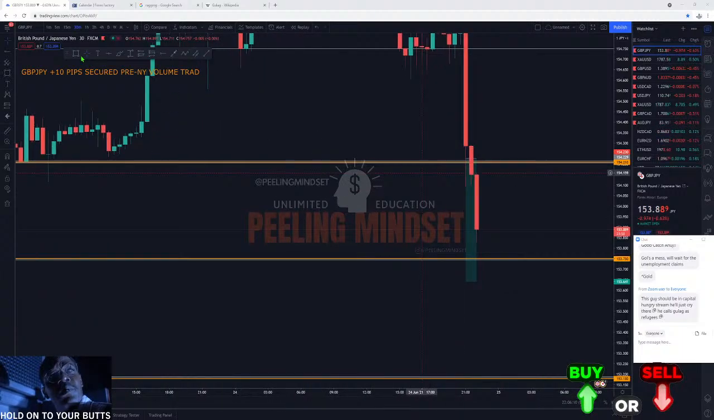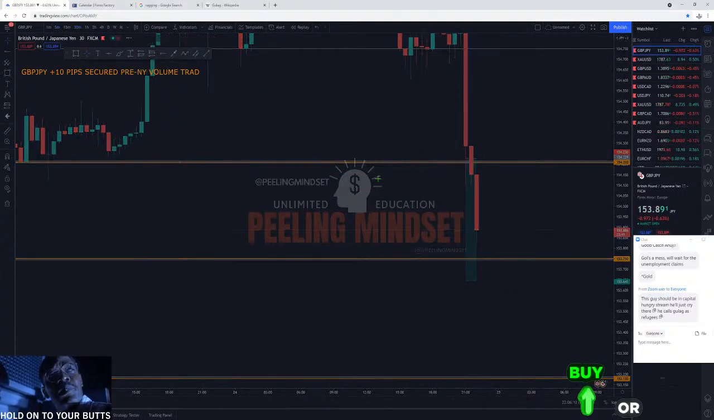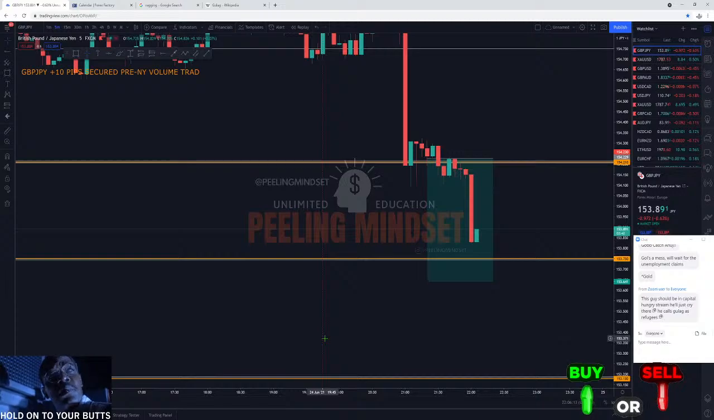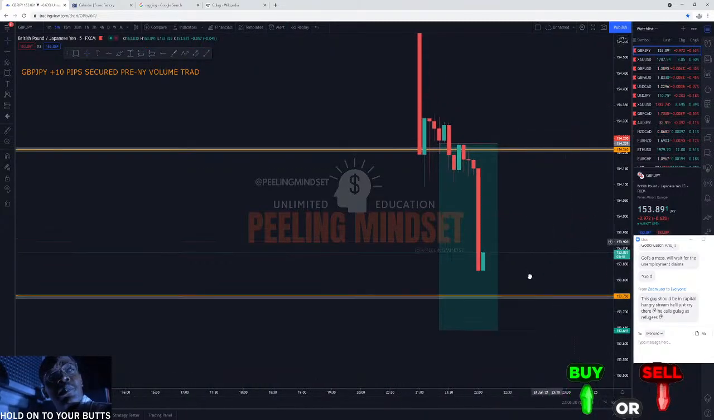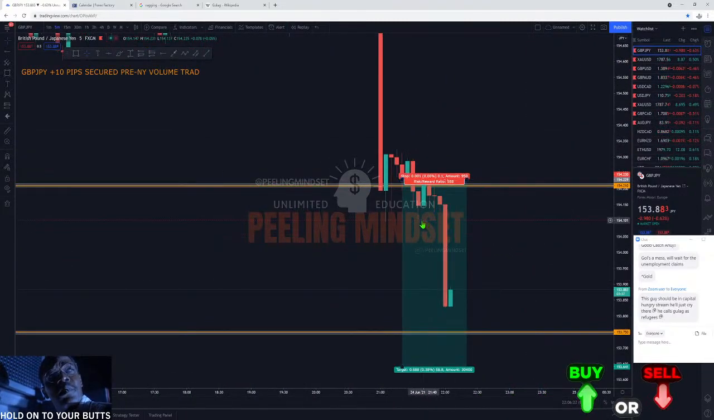Actually pretty cool how pound yen moved. Another possible entry for the New York open was the break of this low. If anybody on YouTube wants to know where a possible entry could have been, around the break of the 154.100 level was the possible entry.